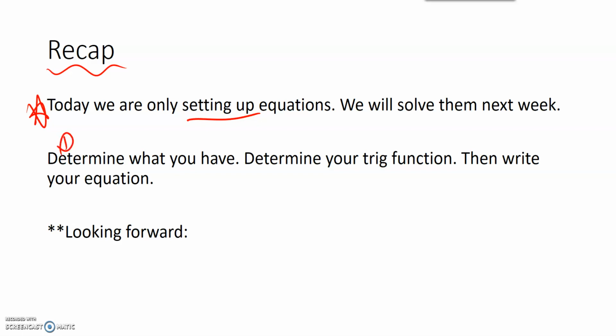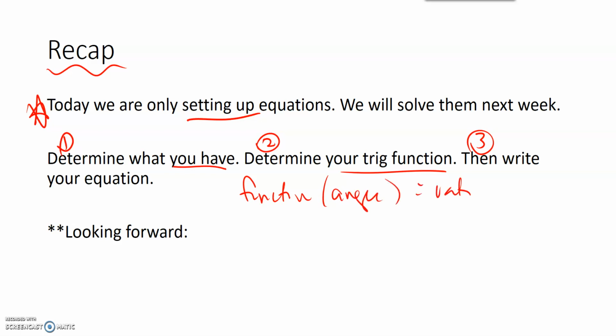Okay, remember step 1 is to determine what you have. Step 2 is to determine your trig function. And then step 3 is to write your equation where it's the function, the angle equals your ratio as a fraction.